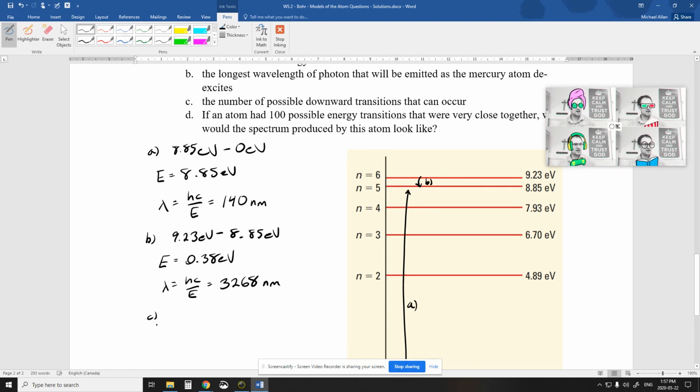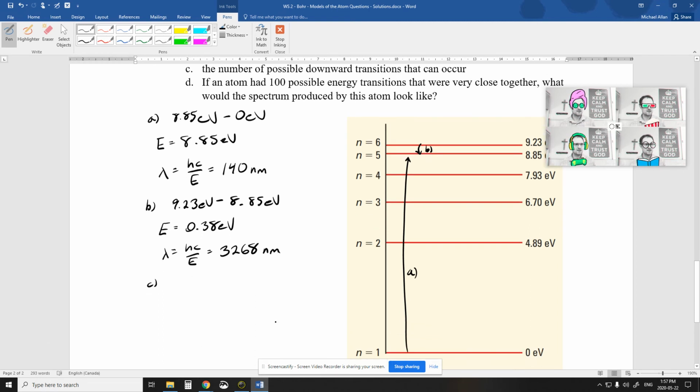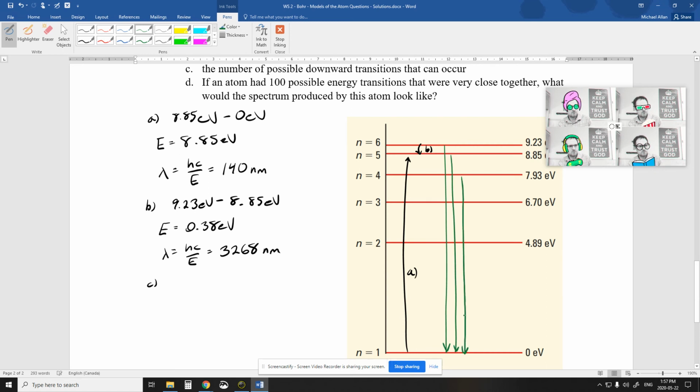The number of possible transitions here. Okay, so I'm not going to count my transitions. I would just start by drawing them. You could draw them like you draw this series. You draw them as if you're going down to the first level. And I'm going to keep on doing that all the way down to the first level. Okay, so there's 5 there.